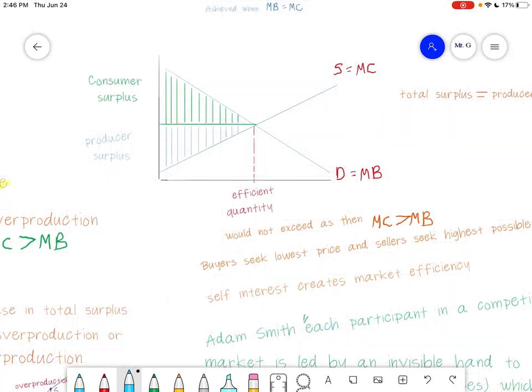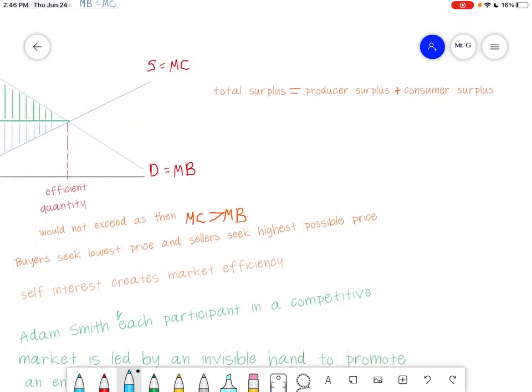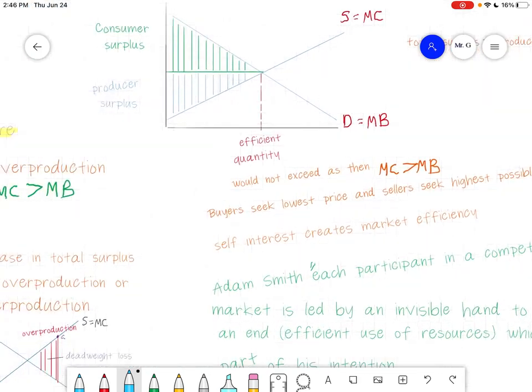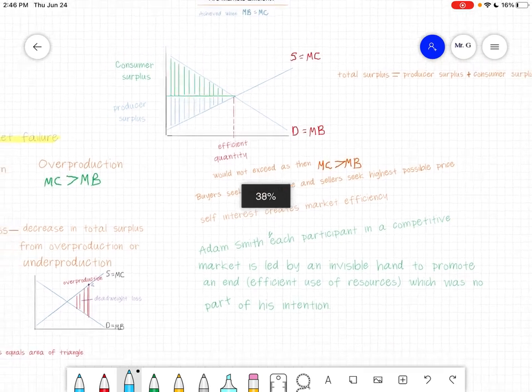But if we're looking at it in terms of marginal benefit and marginal cost, we have the consumer surplus and the producer surplus. And total surplus is when you add those both up, producer surplus plus consumer surplus. When total surplus is maximized, it doesn't mean that consumer surplus and producer surplus have to be the same. It's when total surplus, which is the addition of both of those, is maximized. And at that point, you have an efficient allocation, or an efficient quantity.